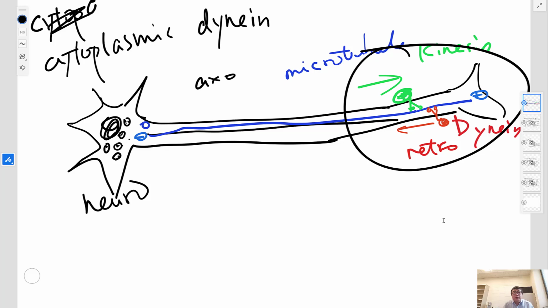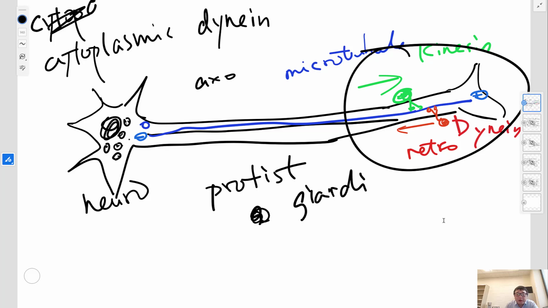Dynein, in many cases, drives the flagellum of cells. In many protists, movement is driven by dynein. For example, Giardia. I heard Giardia is one of the number one causes of digestive system infection.